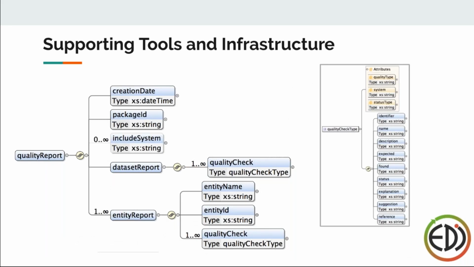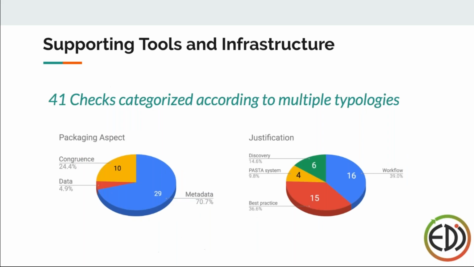The report itself is an XML record. So you can see some of these element names here refer to the typologies, and I'll show you a little bit about that in a minute. The checks themselves are defined in the same structure, and it's used to hold the report content as well. So right now there are 41 checks that are implemented across these multiple typologies. I'm just showing you how they're distributed among a couple of them. One is this idea of packaging aspect.